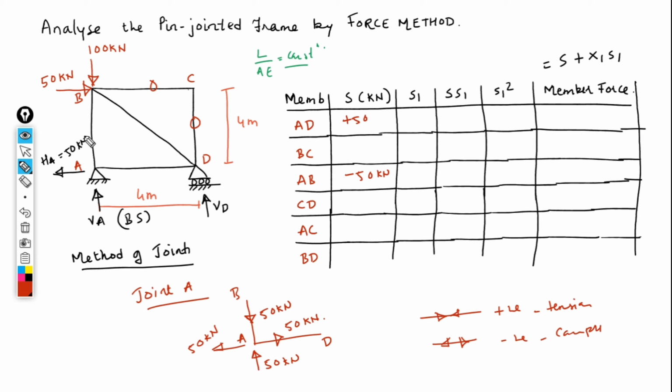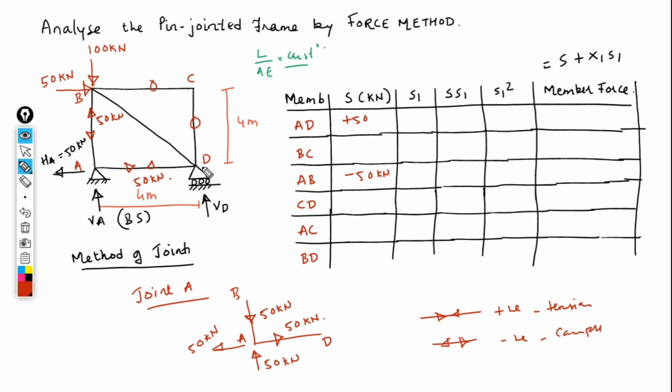You can draw here 50 kilonewton, 50 kilonewton. Now you see which member force is remaining. BD is remaining. So you can take joint B, or even you can take joint D.